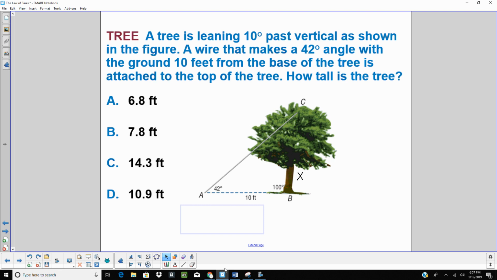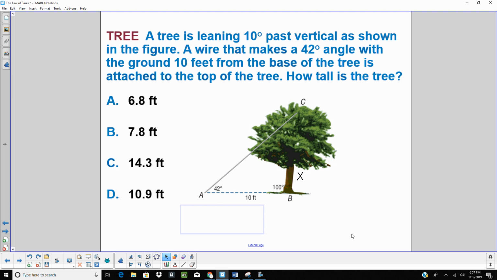All right. We've done a lot of problems that deal with trees. What's kind of fun on this one is, hey, we've got a crooked tree this time. Everything else we've always done has been a nice straight tree. So this tree is leaning 10 degrees past vertical. You have to really think about that, because if that had been vertical right here, that's going to be a 90-degree angle. Well, it's 10 degrees past vertical, so it's actually 90 plus 10. That's where they get that 100.